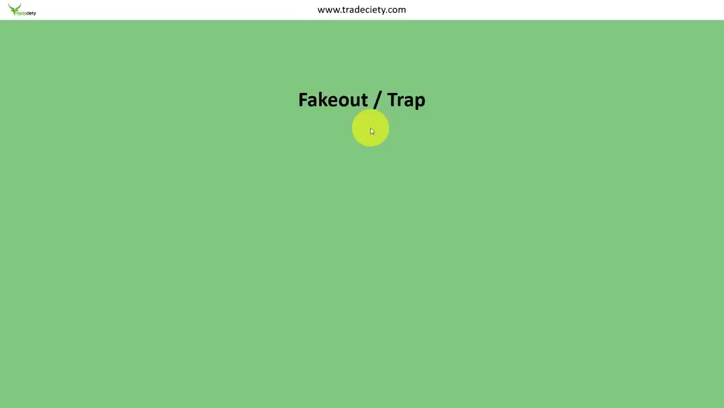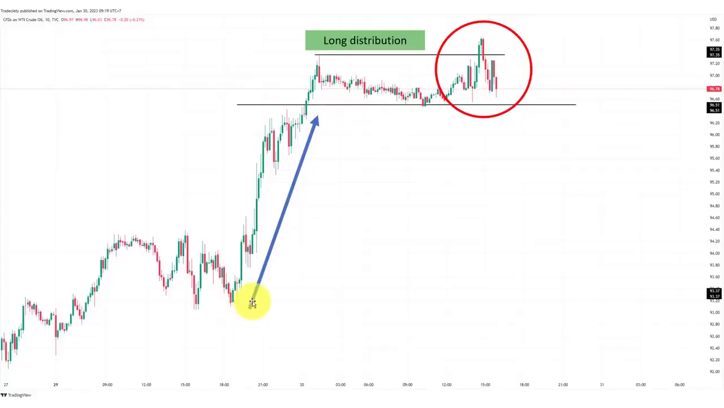Next is the fake out or the trap. What you want to see is that the market is in a very strong mature trend, and then you will see a long distribution. This means that the market is not able to advance further and the trend is not being continued. However, there is a try to get out of the distribution. The market tries to close above it, tries to break above it, but fails.